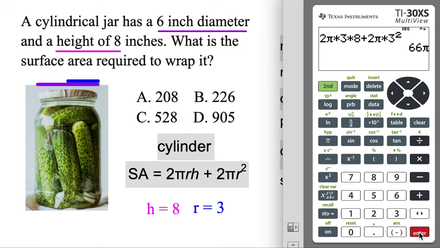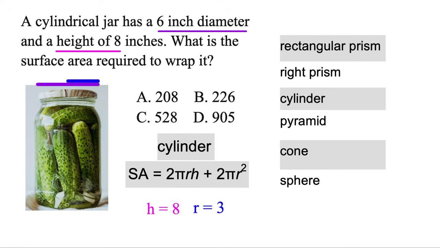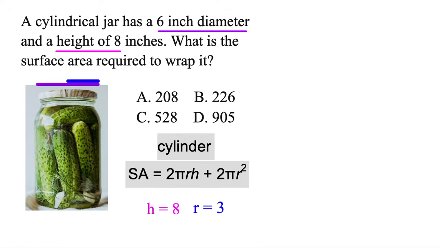Okay, enter. 66 pi. But none of the answers have a pi in them, so you could use the button right above enter. That'll convert it. Same thing as 207.3 for the surface area. We could just bump it up a little bit, call it good at 208. Now what does that tell us though? That's basically 208 of these little squares that'll fit perfectly around the outside.